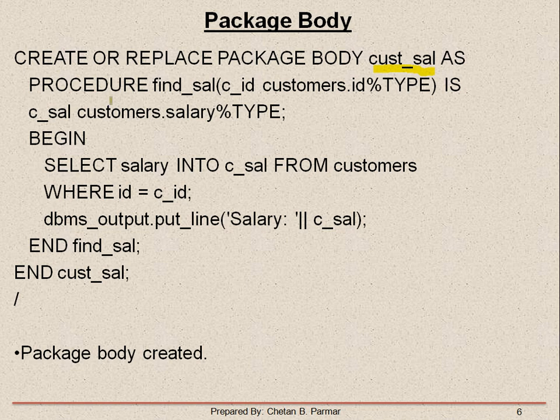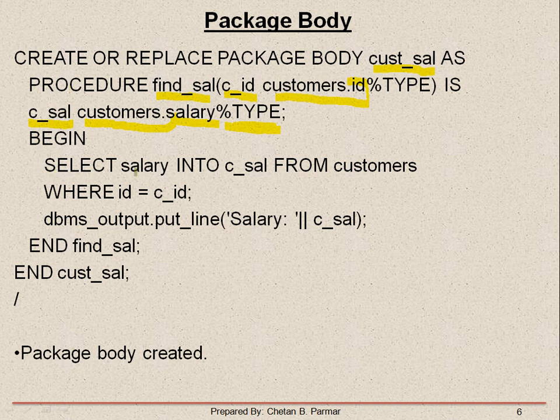Then the procedure, our procedure name is find_salary, which is already declared in the specification. Customer id is our parameter, of type customer.id. Here I am declaring one variable, c_salary. Again I am using %TYPE, so it takes the salary data type and assigns that type to the c_salary variable. Now the BEGIN section of the procedure: begin.